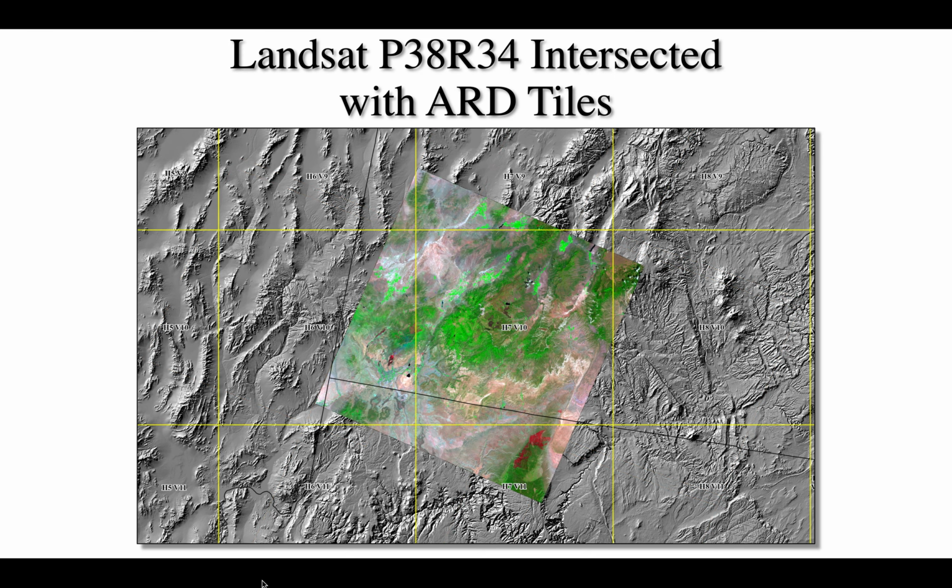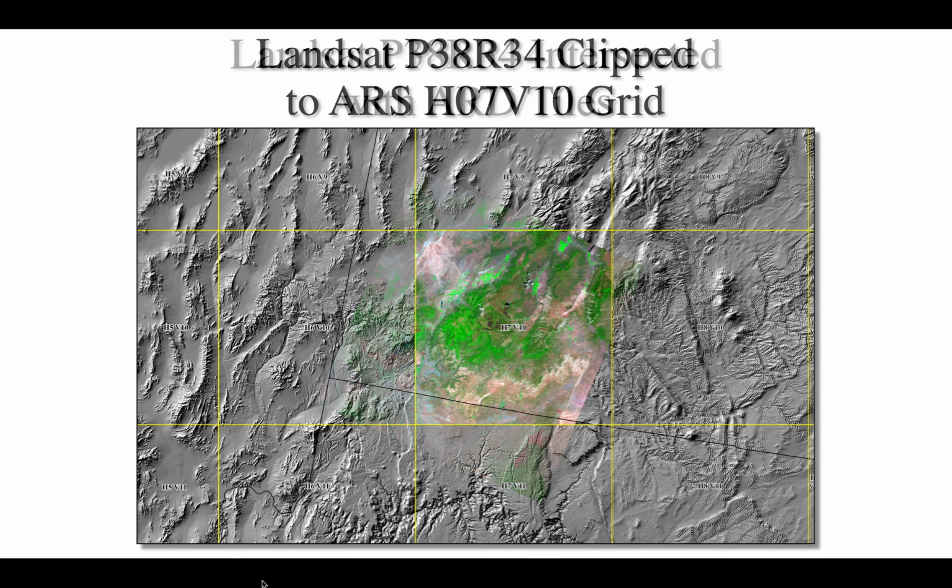Replacing the path row frames with the ARD grids, we can see that portions of the original image also occupy adjacent tiles. Clipping the image to the H7V10 tile leaves us with a subset of the original image. This subset is stored as an individual Landsat ARD tile.